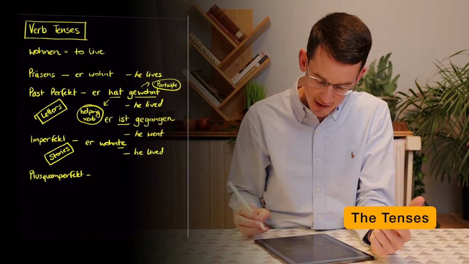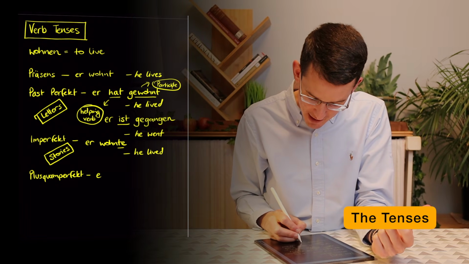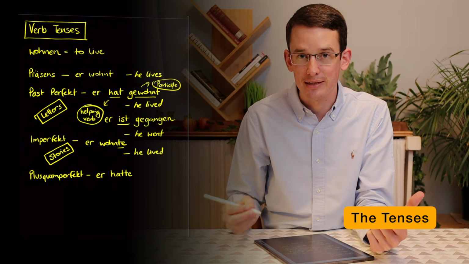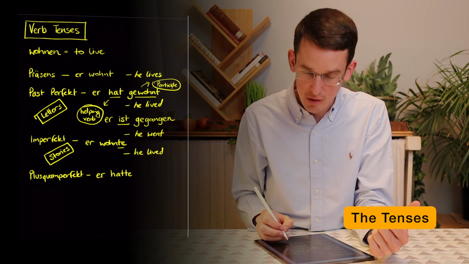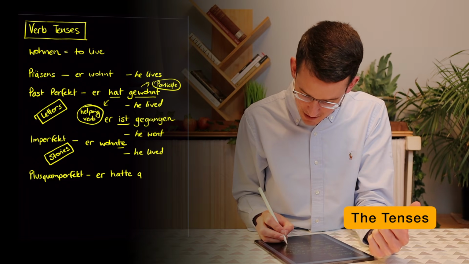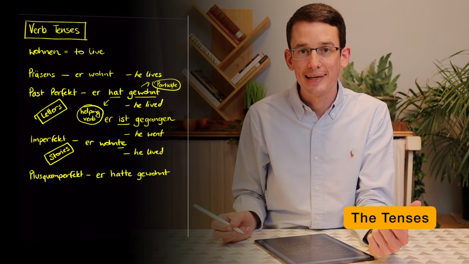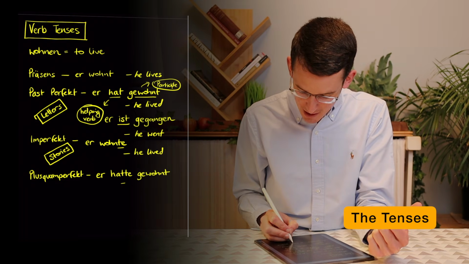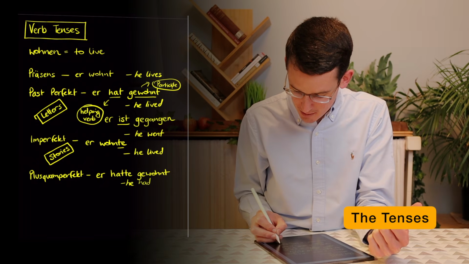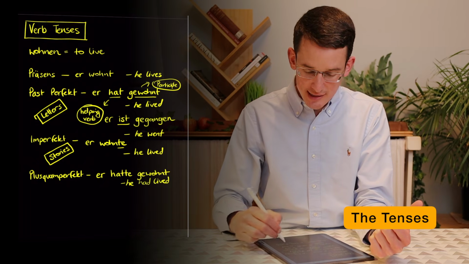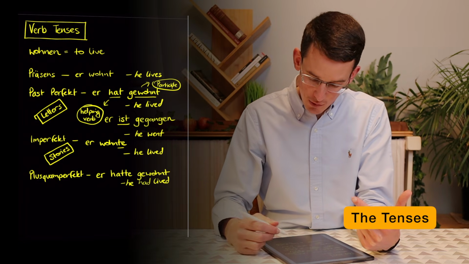So if you were saying, for example, then he had lived, there's a very simple way of doing that. It's just hatte, which is a bit like the had idea. If you think of the imperfect of haben, hatte gewohnt, like that. And this would mean simply he had lived.